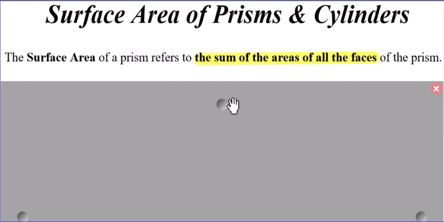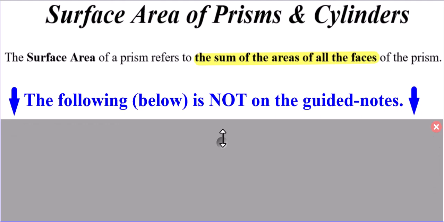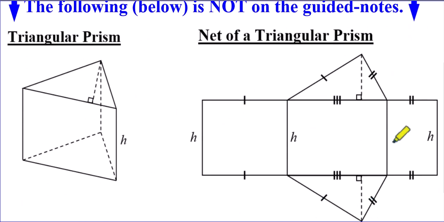I'm going to show you something that is actually not on your guided notes, something I used to teach in 7th grade many years ago. It's the idea of taking a three-dimensional shape, such as a triangular prism, and cutting it out so that it's just all the faces that make up that triangular prism. It's officially called the net of the triangular prism. And what you will notice is that, as you would expect with a prism, there are two triangles, parallel and congruent to each other. But then there's all these rectangles.